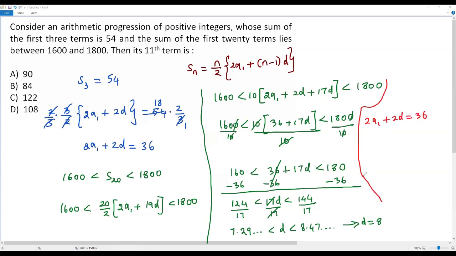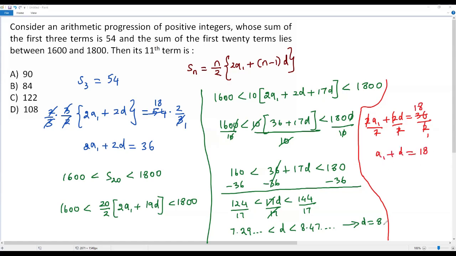Before I plug in d equals 8 into this equation, let me divide each term of this equation by 2, because everything is a multiple of 2. When I divide by 2, the numbers will become smaller. Let me divide the first one by 2, the second one by 2, and 36 by 2. So the 2 will cancel, here the 2 will cancel, 2 goes into 36 eighteen times. Here I am getting a1 plus d equals 18.